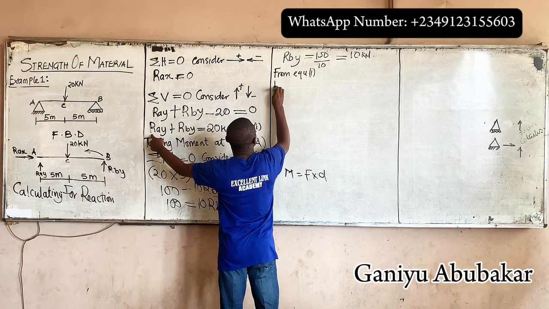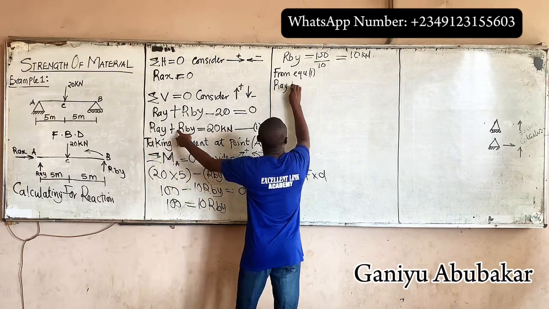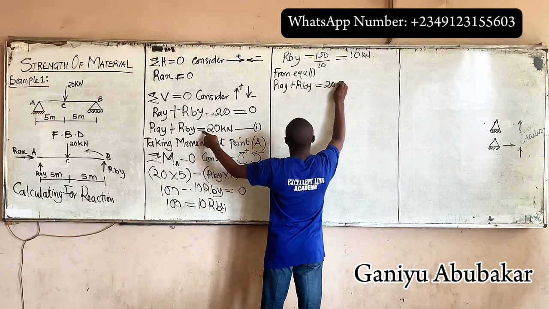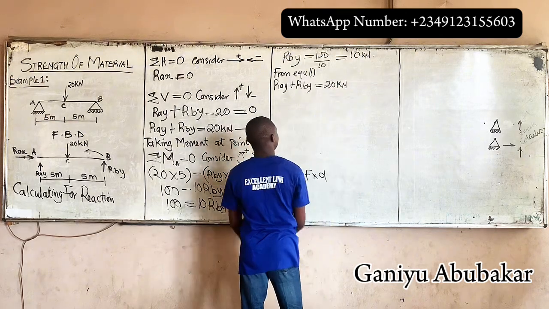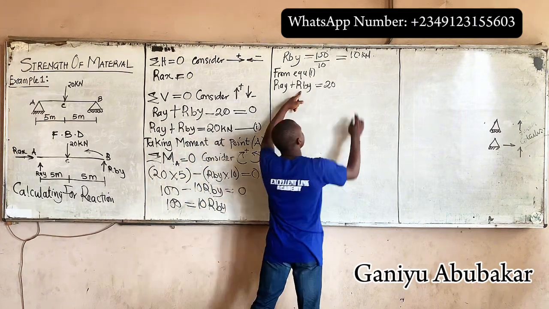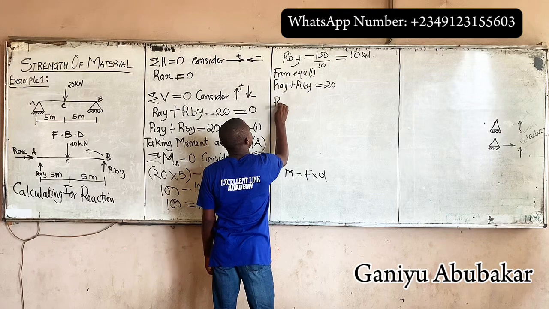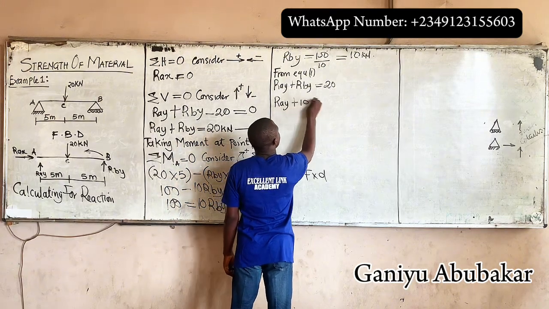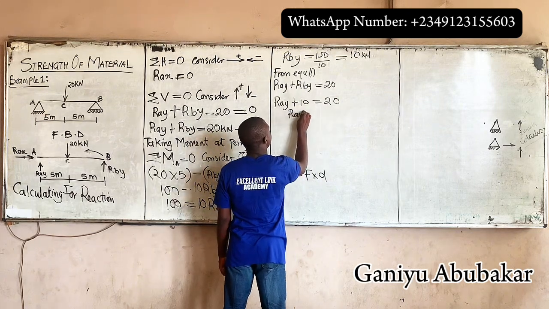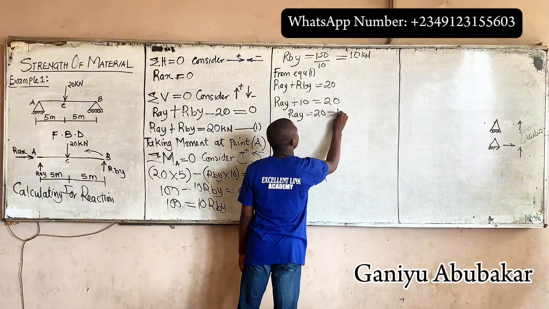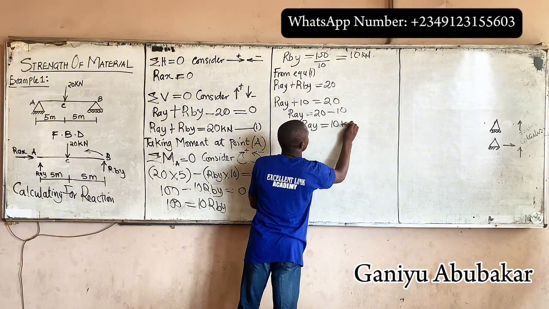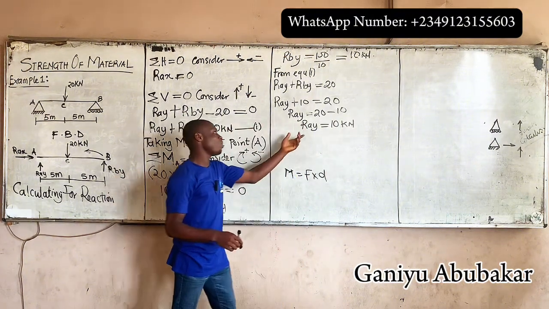We have that RAY plus RBY is equal to 20 kilonewton. What's RBY? RBY is 10, so I'll put 10 here. RAY plus 10 equals 20. Taking this across, RAY equals 20 minus 10. Of course, my RAY is equal to 10 kilonewton.